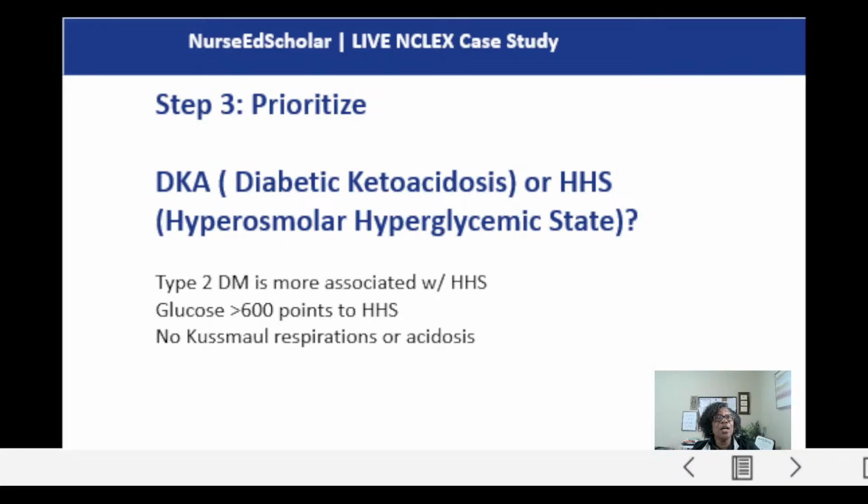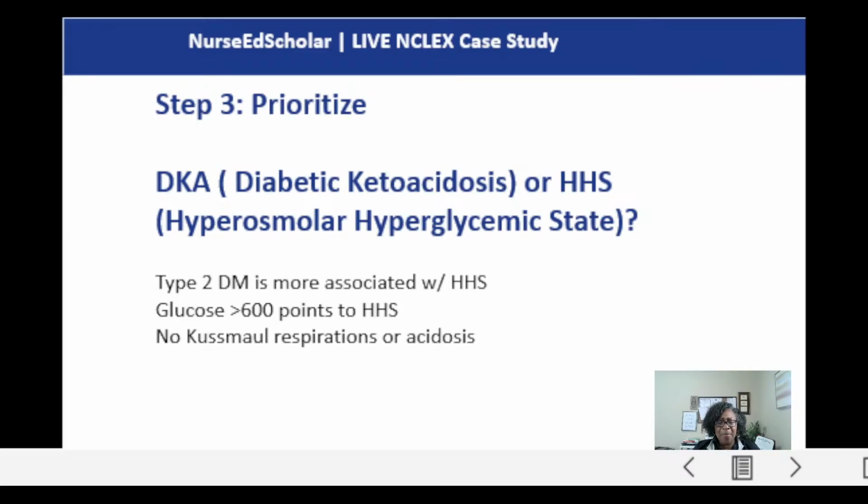So let's look at everything again. The gentleman had type 2 diabetes. That's more associated with HHS. DKA is typically with type 1. His glucose is greater than 600. That also points to HHS. And it didn't mention any Kussmaul's breathing or acidosis, and those are seen with DKA. So, of course, now the best answer is hyperosmolar hyperglycemic state.